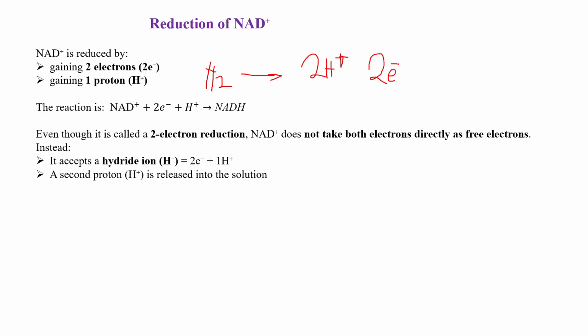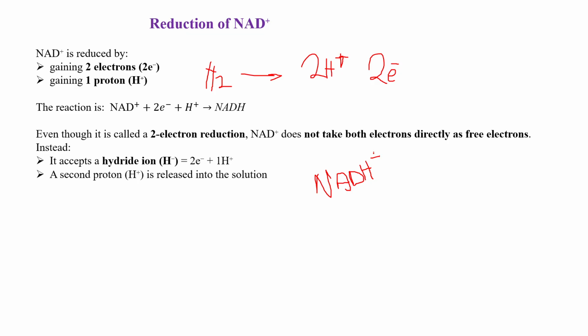Now, even though it is called a 2 electron reduction, NAD plus does not take both of the electrons directly. That's what you should take note of. It takes them one at a time. So the NAD plus is going to take 1 electron and is going to be converted to NAD, right? NAD. And now it accepts another hydrogen again, which is what? H plus.